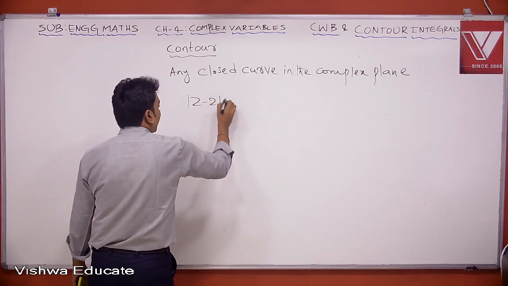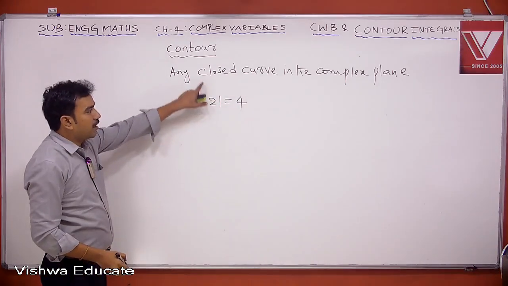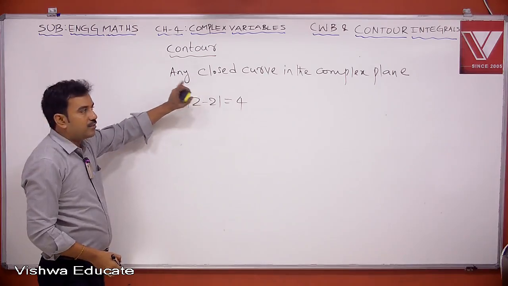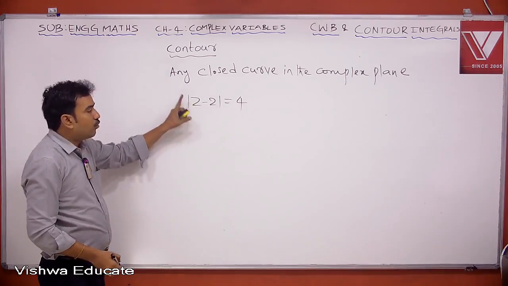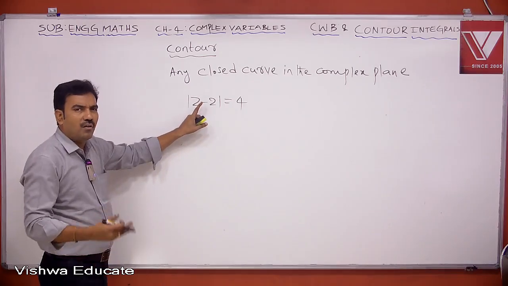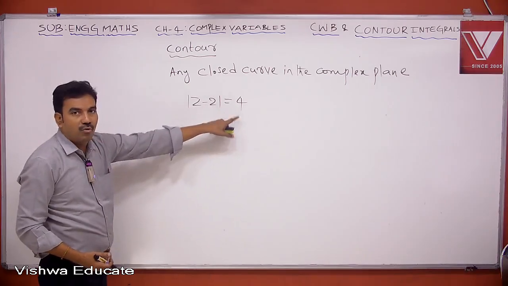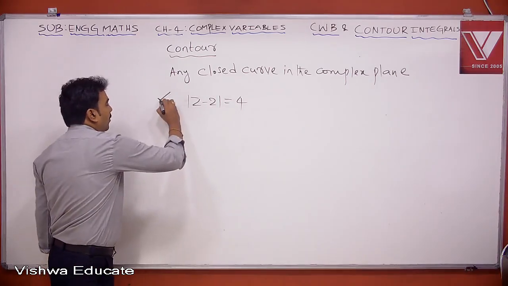Suppose I have a circle like this, modulus of Z minus 2 equal to 4. So this is one of the contours in the complex plane. Throughout contour integrals, we use the contour as a circle only. In almost all cases, the contour will be a circle, modulus of Z minus A equal to R. So this is one example of a contour.